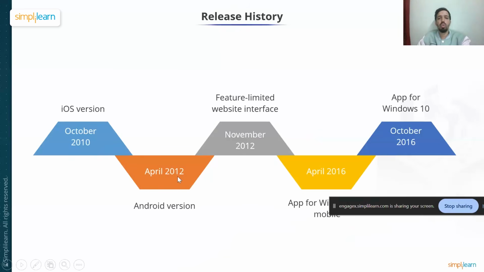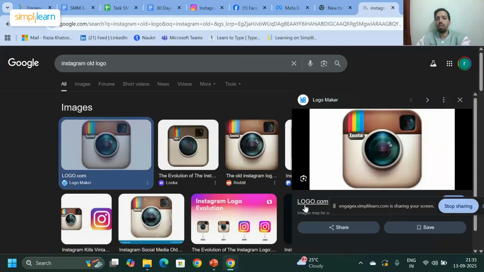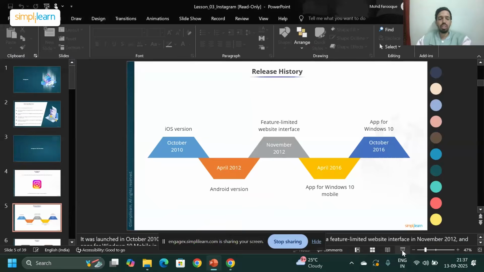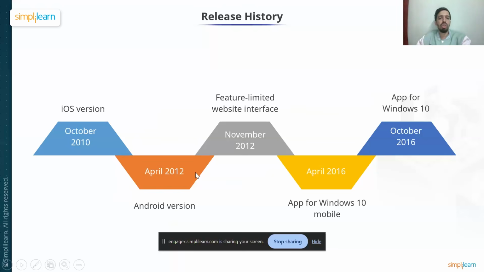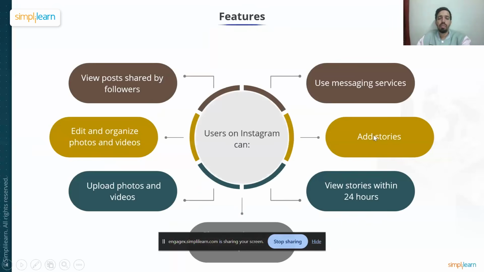Android version in 2012. This is the logo that was there when we started with Instagram. So this is how it started: 2010, 2012, and then they had that website interface and all, and then in 2016 they actually started for all the activities. Okay. Now what are the features?